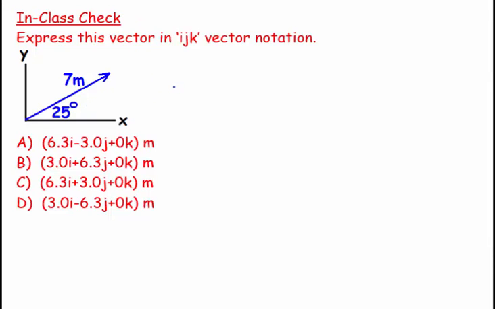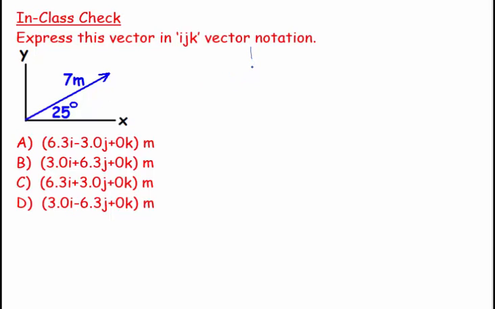Welcome. So here we have a situation where it says express this vector, the one in the diagram, in IJK vector notation. And here we're given the magnitude of the vector and also its angular direction with respect to the positive x-axis. So I need to be able to visualize this and be able to write it down using IJKs. I'm only working in two dimensions here.